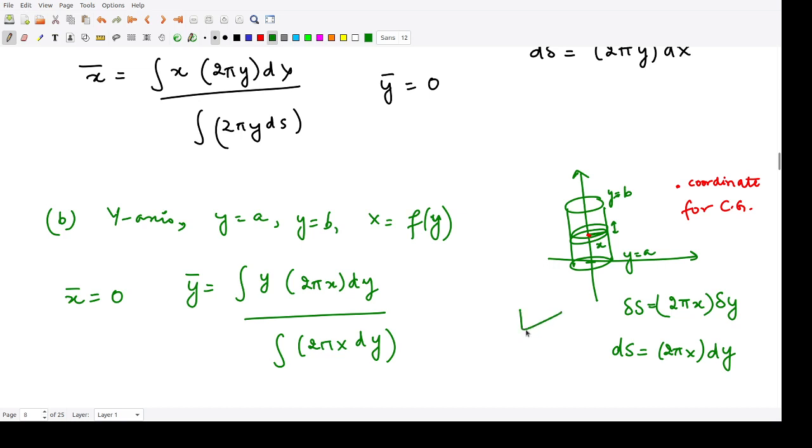So in the next class, we'll study some of the questions based on these formulas.